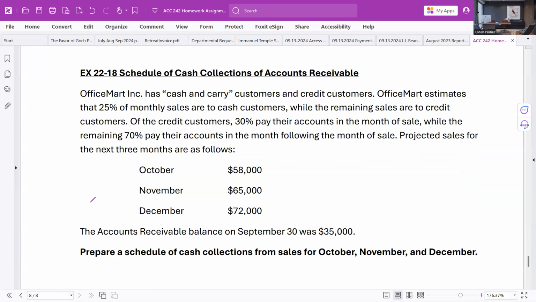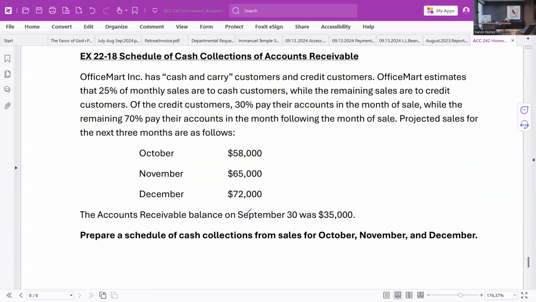So what we have here is a business that has cash sales and they have credit sales. That's kind of the complication here. They've got cash sales and they've got credit sales. And what we need to do is show all collections, right? A schedule of cash collections, which is everything, right? Whatever's being collected, whether it's a cash sale or a credit sale, we want all of it. We want all of it in October, November, and December.